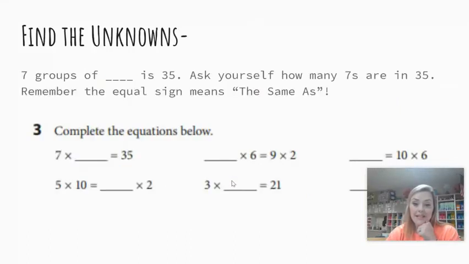All right. Finding unknowns. So the first thing we're going to look at is at the bottom of this worksheet on number 3, it says complete the equations below. 7 groups of blank is 35. Ask yourself how many 7s are in 35. Remember that the equal sign means the same as. So you want to balance these equations. So 7 times what is 35?